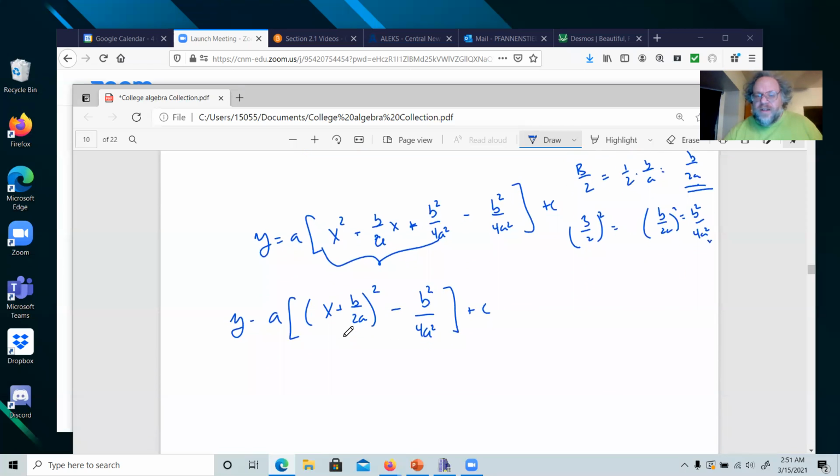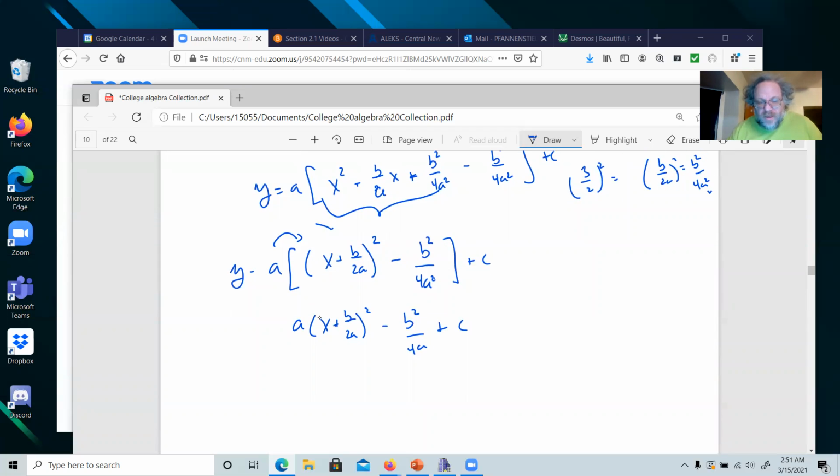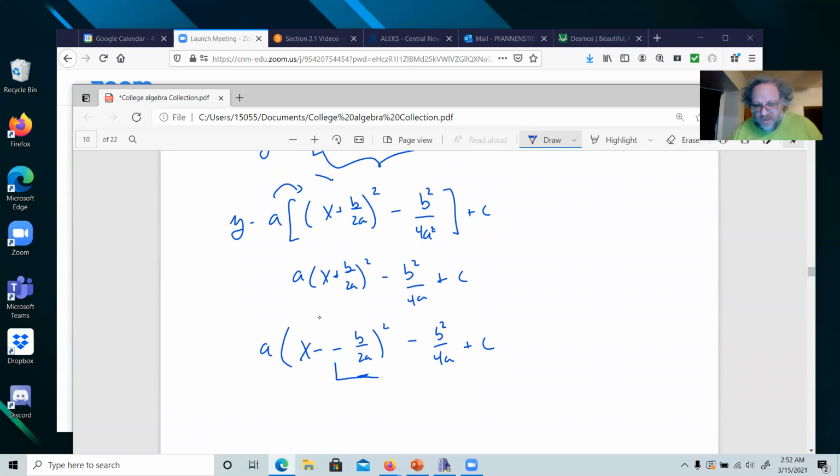Now we are going to distribute that in. So we have a times x plus b over 2a squared minus b squared over 4a, because one of these cancels, and then plus c. Now I'm going to go ahead and stop right there. To get our vertex here, this was a times x minus a negative b over 2a squared minus b squared over 4a plus c. If you remember, the vertex was this piece here and then the rest. So my vertex was negative b over 2a and then that stuff.